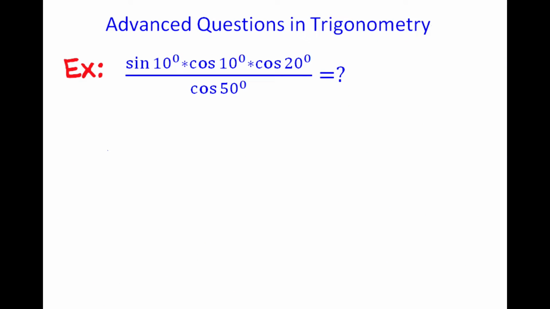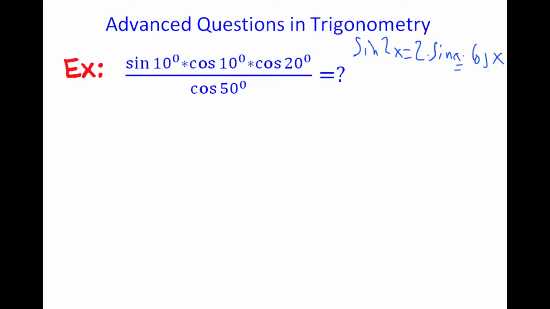And this is our second question, guys. In the question we have sine 10 degrees times cosine 10 degrees times cosine 20 degrees divided by cosine 50 degrees, and the result is equal to what, guys? Here we're going to use a formula, which is, let me write it here, sine 2x. If you remember, it was 2 times sine x times cosine x.